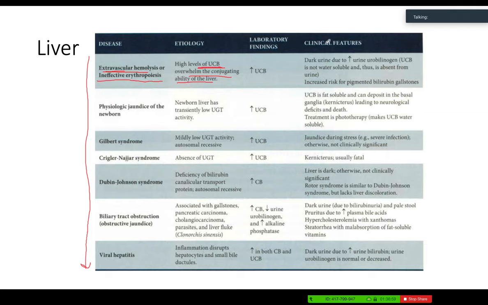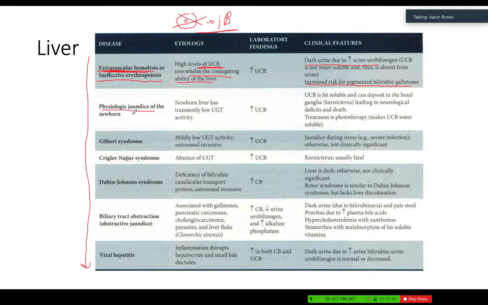In extravascular hemolysis, we have red blood cells in the bloodstream getting destroyed by some process: malaria, DIC, any sort of autoimmune destruction of our red blood cells, TTP, HUS. All of these things destroy red blood cells, and they release unconjugated or indirect bilirubin into the bloodstream. So when you have increased destruction of your red blood cells, as in sickle cell anemia, that can lead to increased levels of indirect bilirubin. Here we're going to have dark urine and an increased risk for pigmented bilirubin gallstones.